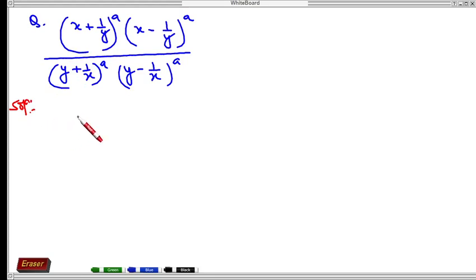(x + 1/y)^a (x − 1/y)^a, all power a. Yes, all power a. First we can simply solve here. All power a we can give as a single power, then (xy + 1)/y, or in product form you can cancel. One part is that; another part is doing it separately. Sometimes we may have been given different powers, so in that case we have to apply this rule.